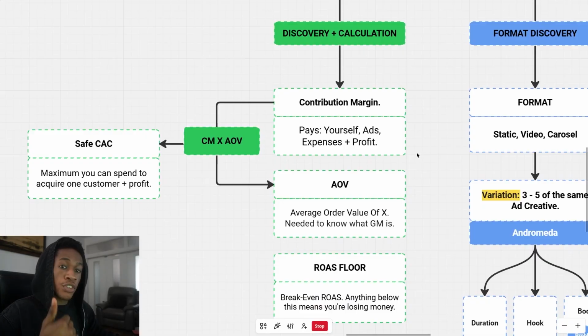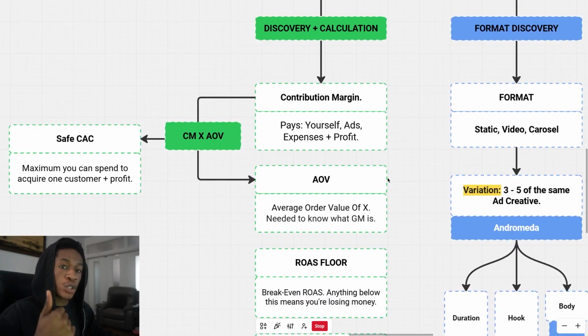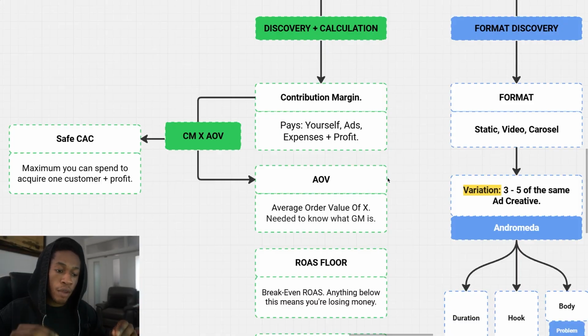Another thing we look at is your average order value. One of the biggest problems you're going to have as a clothing brand is, for example, if you have an average order value of $30 or below, it's going to be quite difficult to scale the brand. Just to clarify, the average order value is the average value of the order you get when a person makes a purchase.